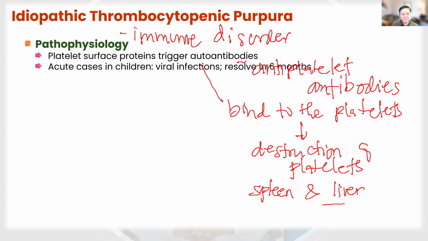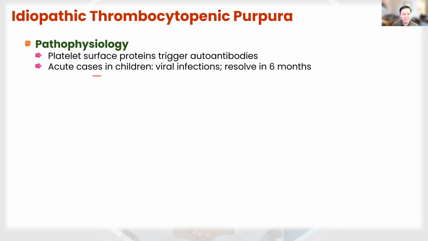Now, in some cases with the ITP, especially in children, it will follow after a viral infection, but will resolve within 6 months. In chronic cases, this is a little bit different, especially in women. They are identified to have more occurrences of the ITP, and it usually occurs in ages 20 to 50 years old. Predominantly, this can occur in women.